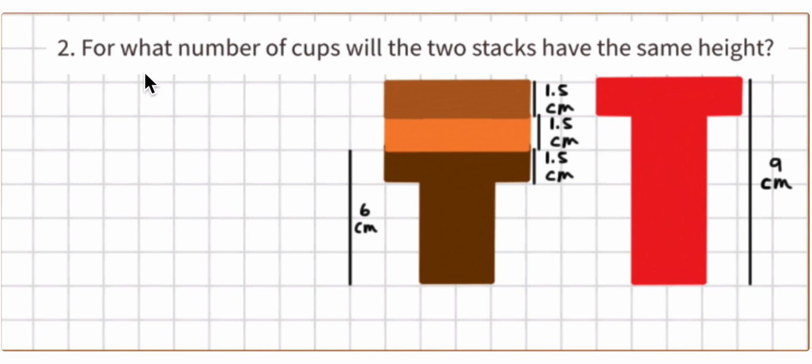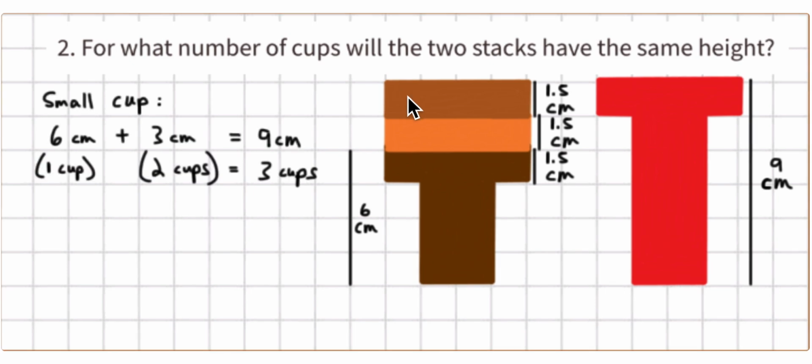And number 2 says, for what number of cups will the two stacks have the same height? I played around with this a little bit. This is not quite what the authors meant, but you could make an argument that if you have 3 cups of the smaller size, 6 centimeters, and you have just 1 cup of the larger size, they're going to have the same height.